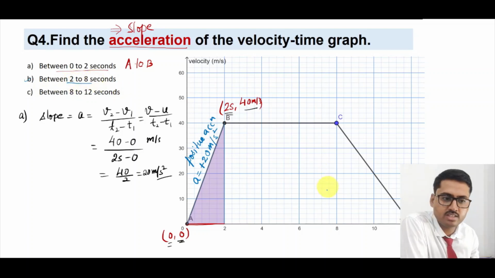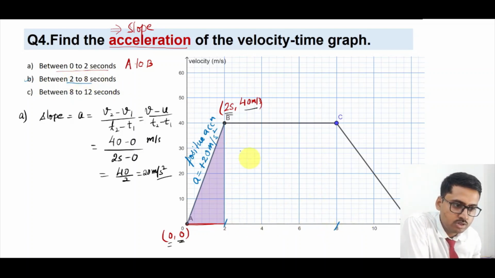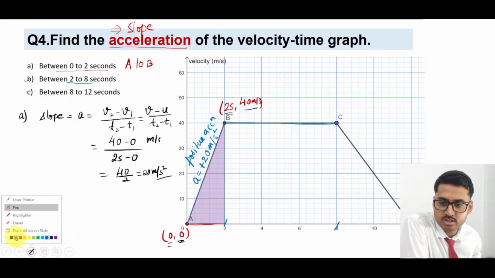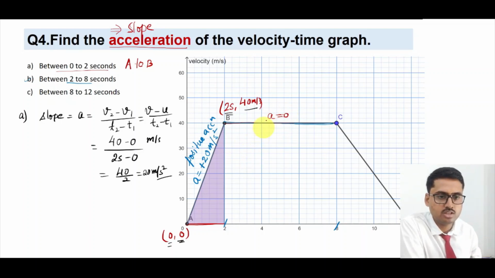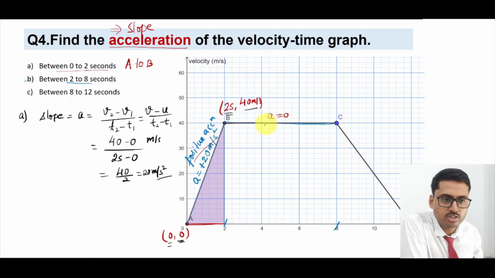Now the second part of the question is to find the acceleration of the graph between 2 to 8 seconds. That is 2 to 8 seconds will include the point B to C. So we need to find the slope of this portion of the graph, and we have done the calculation earlier, and we have seen that for a graph which is horizontal in a velocity time graph, acceleration is 0. The object's velocity is not increasing. So this is positive acceleration. This is called zero acceleration.